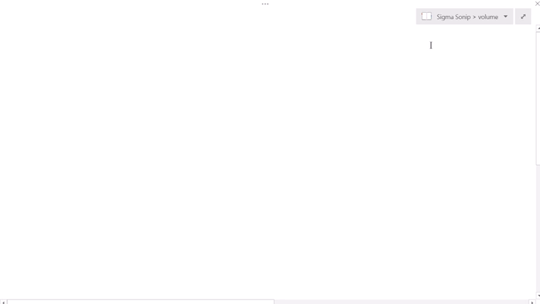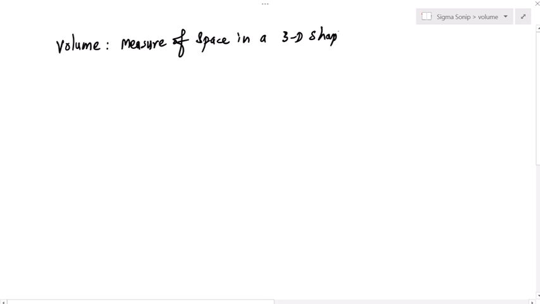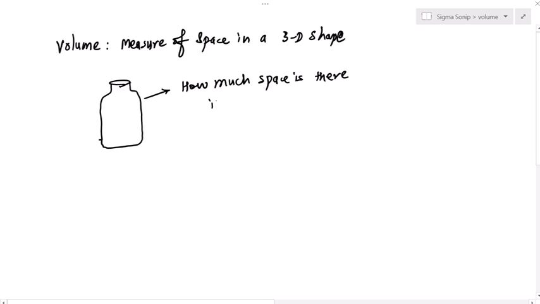Okay, in this video we are going to learn how to find volume. So let's first define volume. Volume is a measure of space in something, space in a 3D shape. So for example, you have this bottle here, and when we talk about volume of this bottle, it means how much space is there in this bottle.